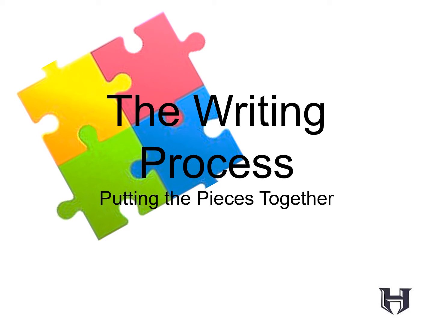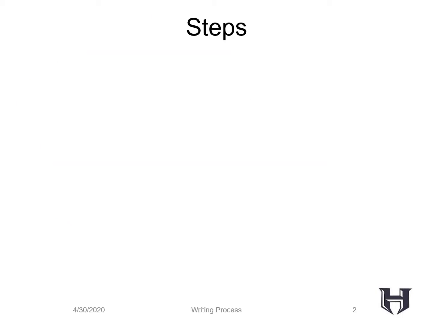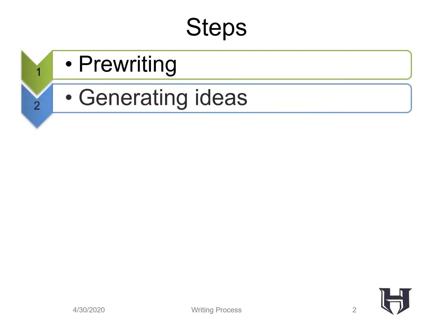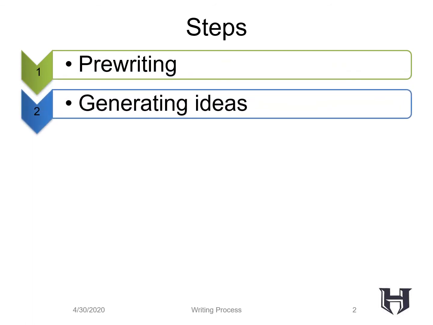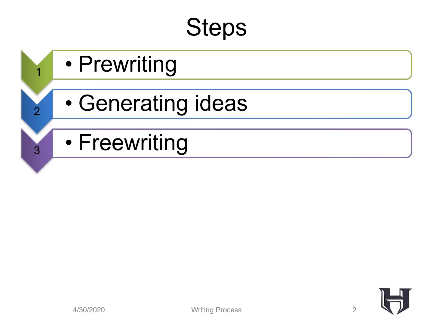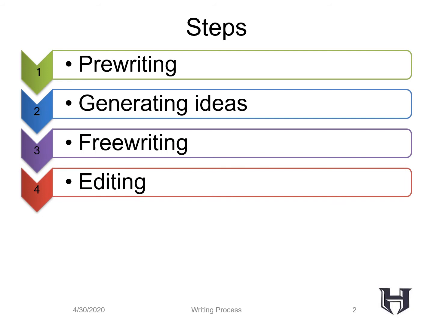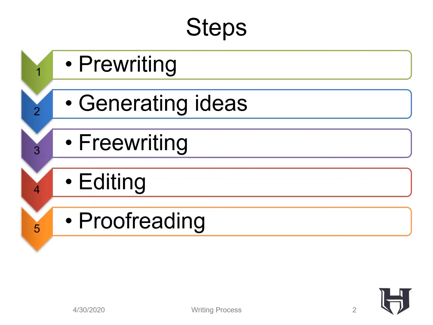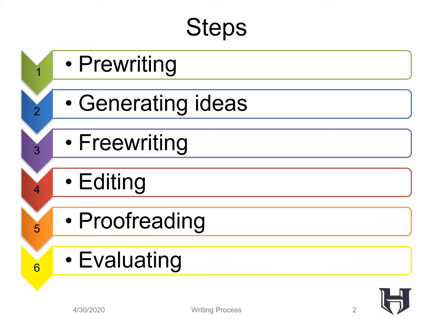Today we're going to talk about the writing process, or putting all the pieces of an essay together. There are steps in the writing process. The first step is pre-writing. The second step is generating ideas. The third step is free writing. The fourth step is editing. The fifth step is proofreading. And the sixth step is evaluating.